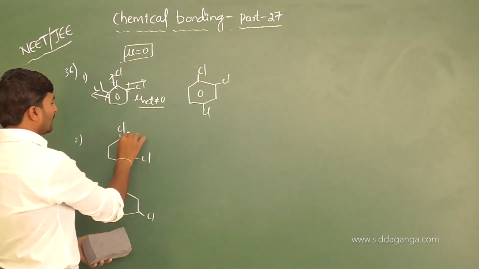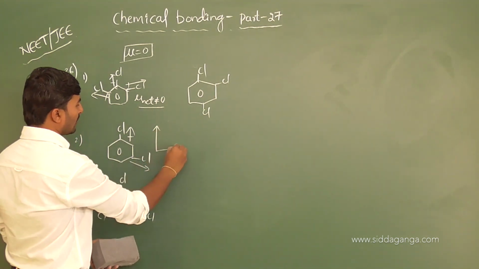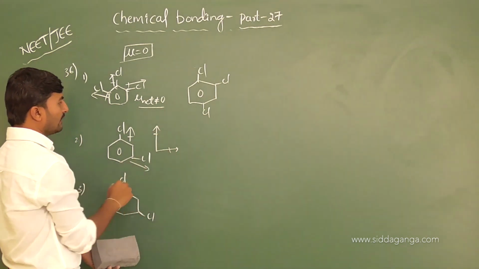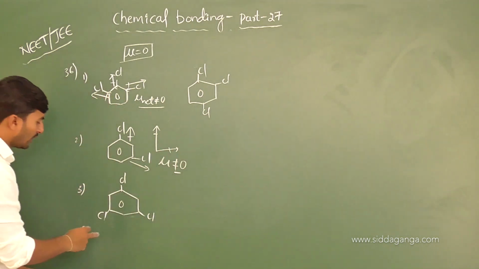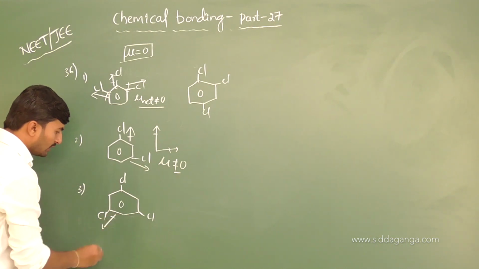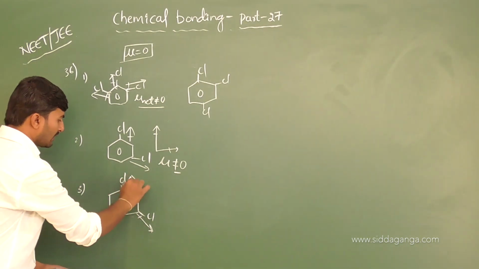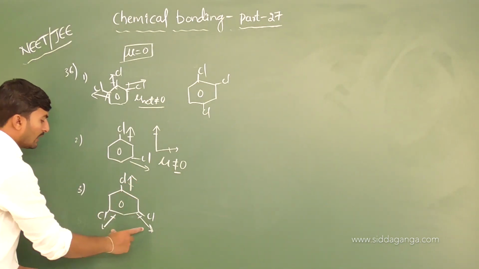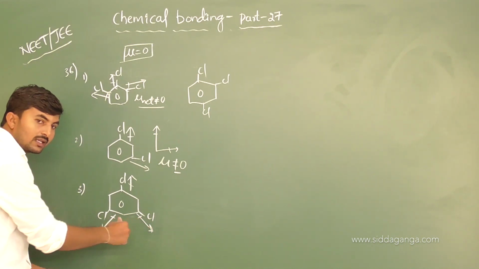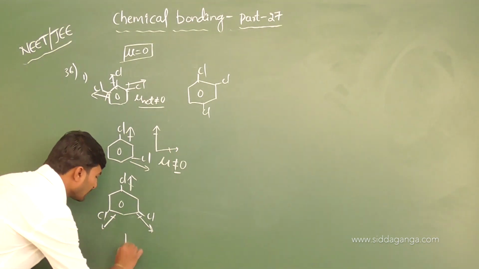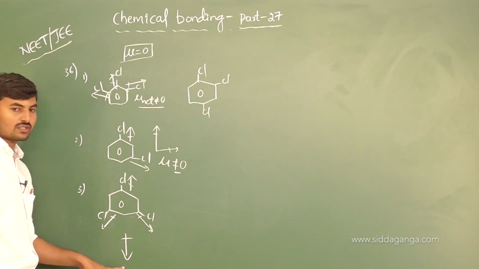Next one, here the direction of dipole moment is like this, here like this. The direction of dipole moment is like this, which does not cancel with each other since mu is not equal to 0. And the third one, here this bond dipole is in this direction, and this one is in this direction, it is an upward direction. If we consider the net dipole moment of these two bond dipoles, that takes place like this, representing a downward direction.